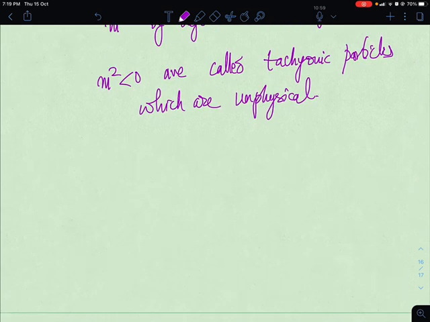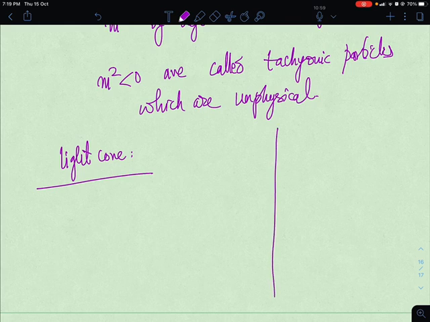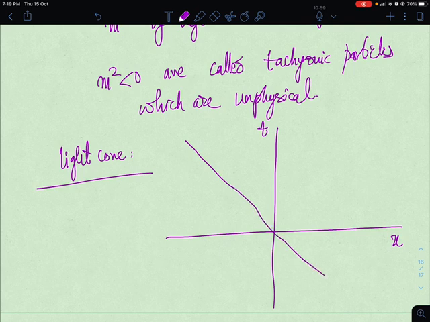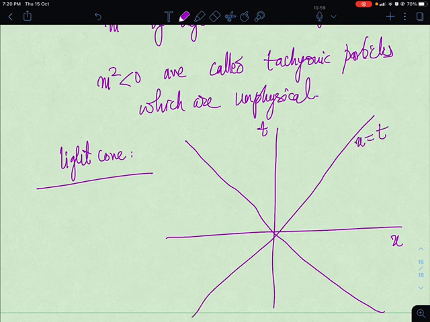Now finally I'll introduce the last one, which is the last concept before going to the next lecture, which is the light cone. So if you have a graph of this particular type, where let's take one dimension, we have x on one axis and t on another axis. Now we can draw a line which is 45 degrees along the origin, where x is equal to t.